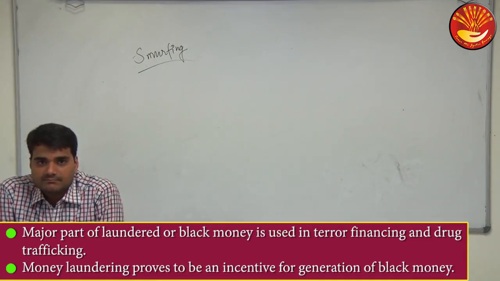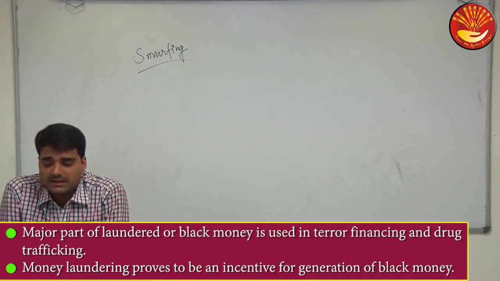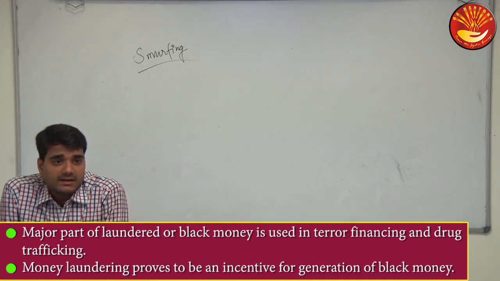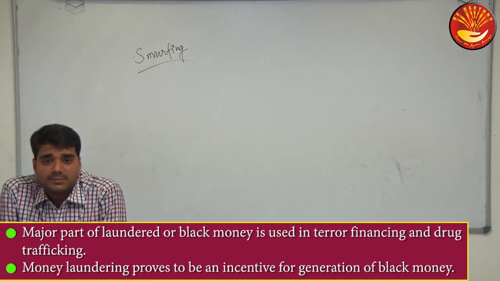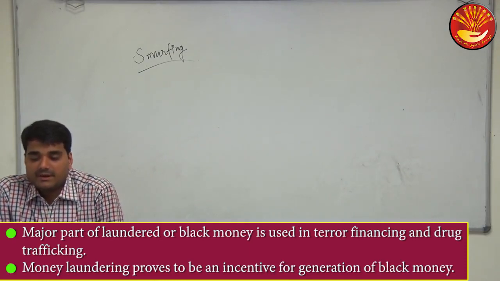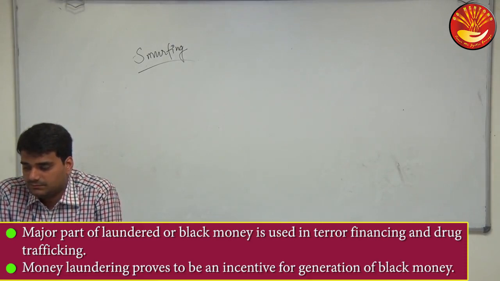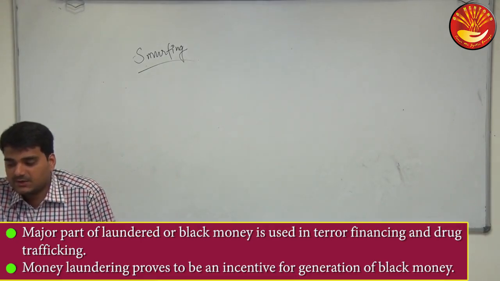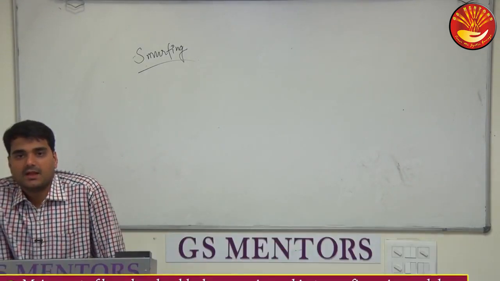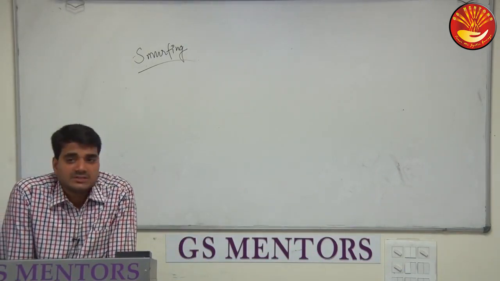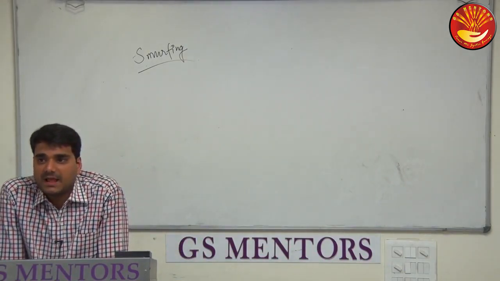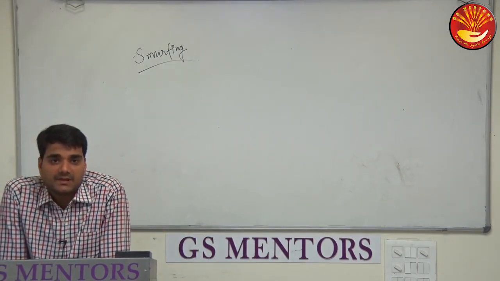Another indirect impact is that money laundering proves to be an incentive for the generation of black money. Now understand this: because people are aware that if they generate black money, there are measures and ways available to convert it to white money.